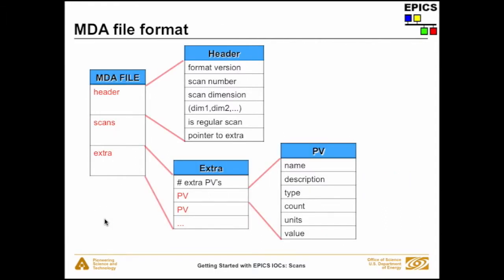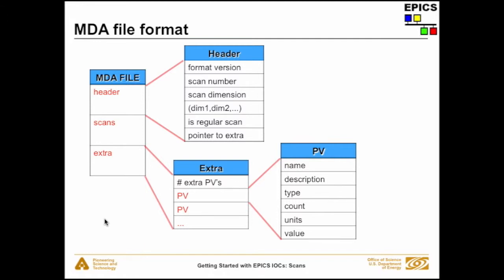So this is the MDA file format. There's a header, format version, the number of this scan, whether this is a 1 or a 2 or a 3-dimensional scan, and the numbers of points of each of those scan records if it is a multidimensional scan. And then if this is a multidimensional scan in which all of the detectors, all of the data arrays are of the same size, for example, it's a rectangular scan and each line is the same length, then that's a regular scan.